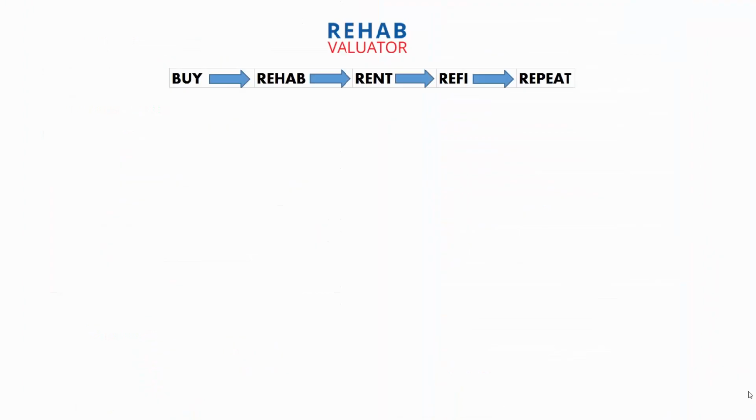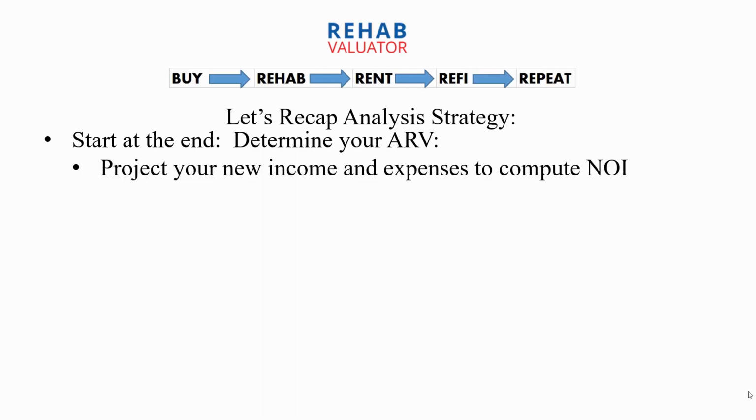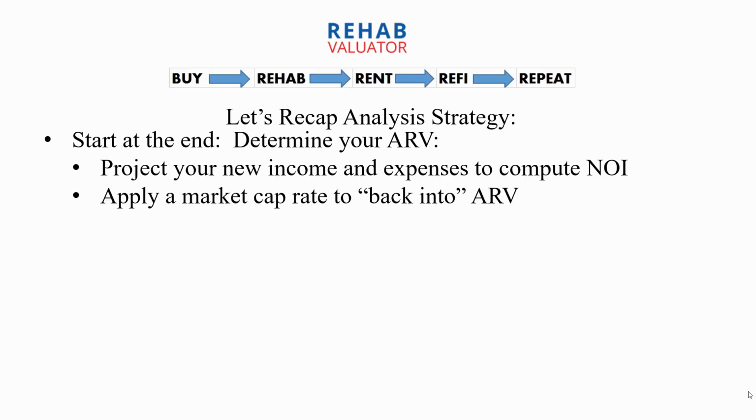All right, so let's recap really quick before I let you go. This is how you do this analysis. Start at the end. Determine your after repair value first. Know where you're going to end up before you figure out what to offer, right? So you project out your new income and operating expenses to compute your net operating income. And then you apply a market cap rate to back into your after repair value, just like I showed you, right?